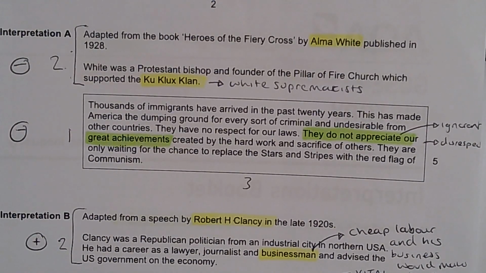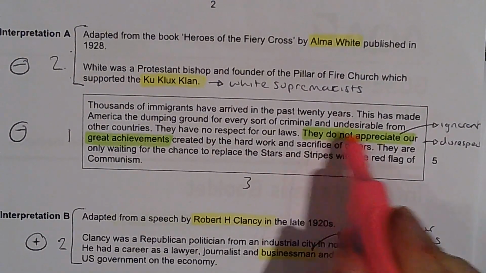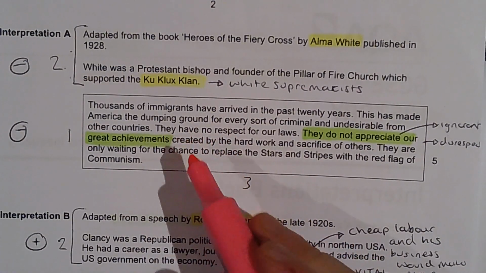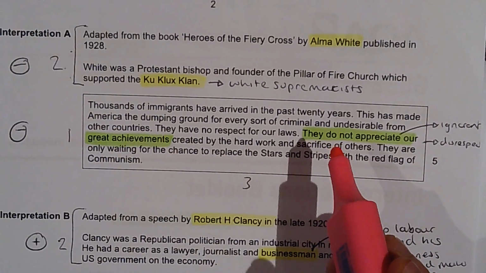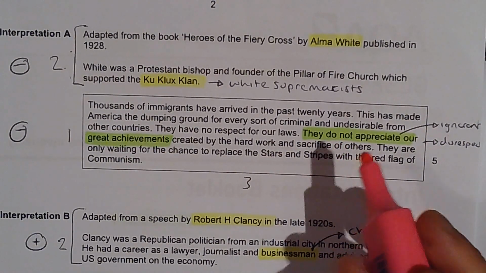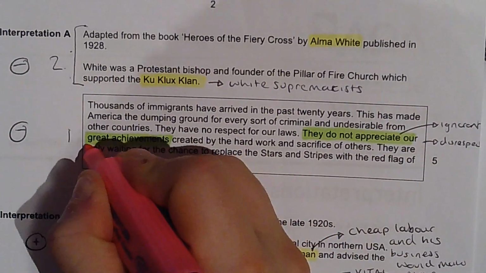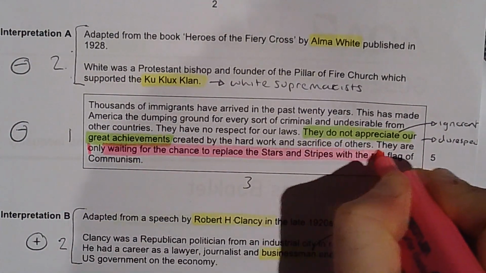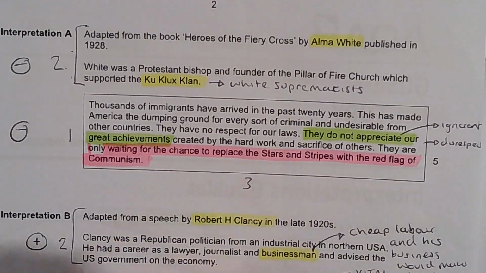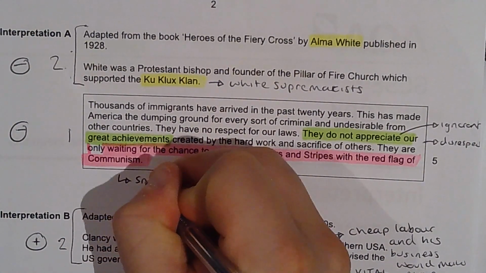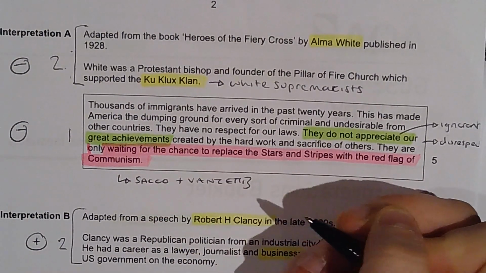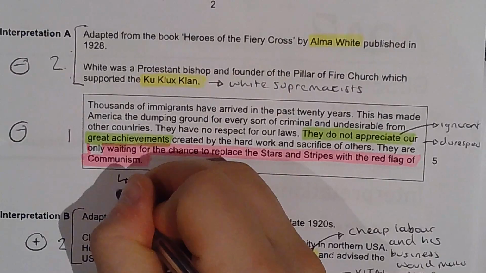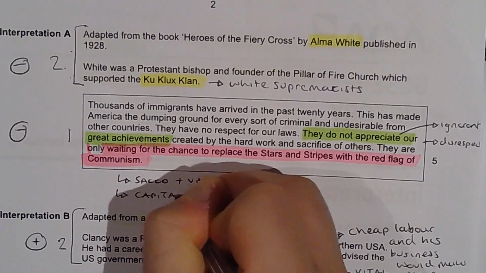In this case, I've just decided to make things a little bit more tricky for myself and not use the green quote, because I can't think of any own knowledge that shows immigrants not appreciating great achievements. But I'm going to pick this one here: they're waiting for the chance to replace the stars and stripes with the red flag of communism. I'm thinking now, well, what do I know about that? I might just add some detail about Sacco and Vanzetti. I might also add some ideas about capitalism versus communism.